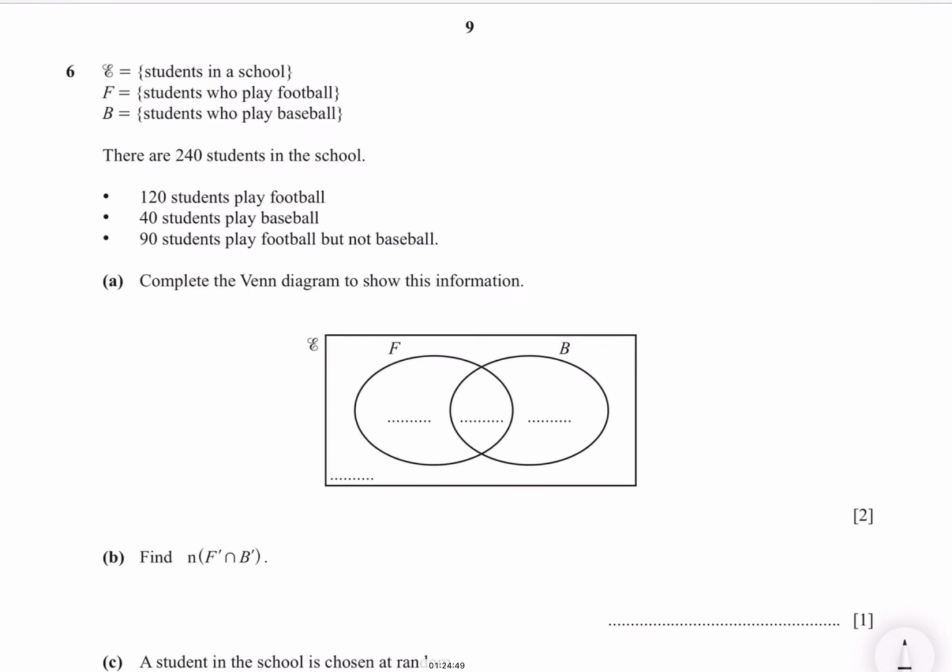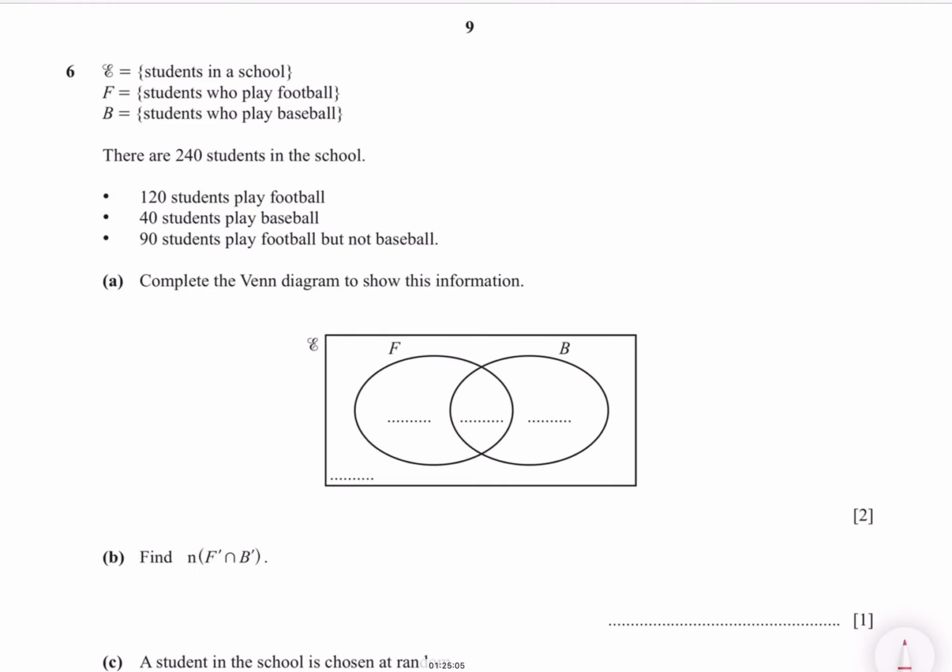Universal set: students in a school. F: students who play football. B: students who play baseball. There are 240 students in the school. 120 students play football, 40 students play baseball, and 90 students play football but not baseball.